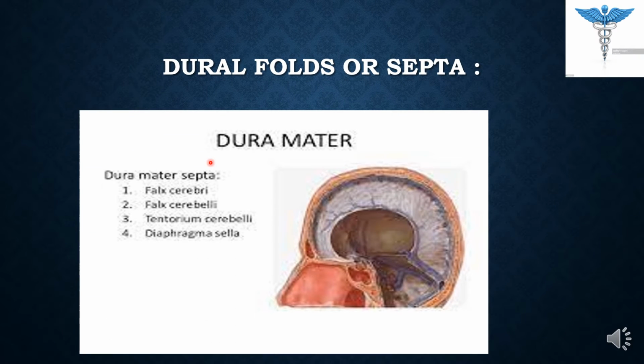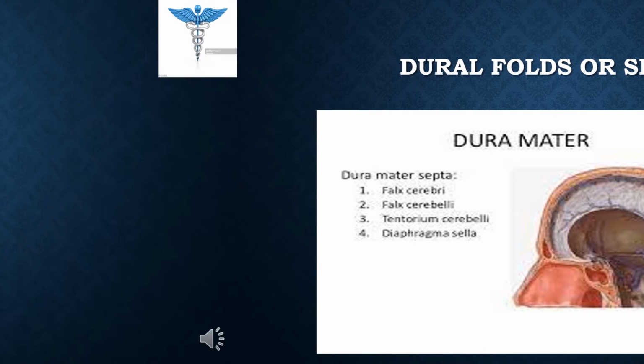So now coming towards the dural folds or septa. The dural septa divide or separate the brain into major compartments. There are four dural septa: falx cerebri, tentorium cerebri, falx cerebelli and diaphragma sellae. Let's discuss each of them in detail and let's see where they are located.